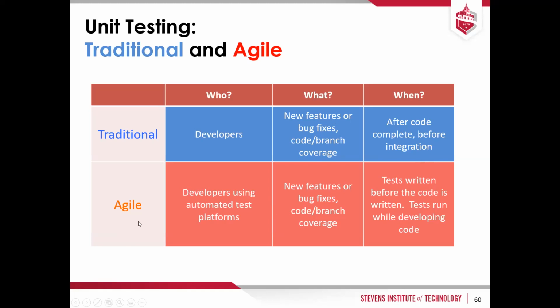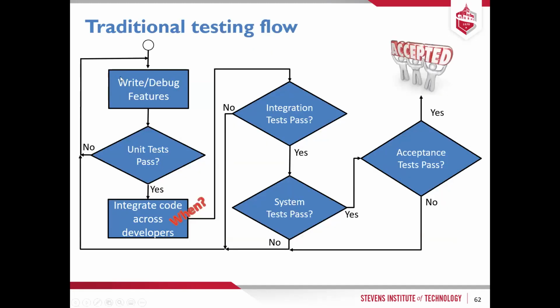When are they doing that? In traditional, after the code is complete, before we go to integration. In agile, tests are written before the code is even written. Remember, in the design, we need to know how we are going to test this. Last week, we talked about that. So we already have the unit test cases ready. In the traditional, we have the code, we write, debug the features, we do the unit test, we integrate the code. We do the integration.